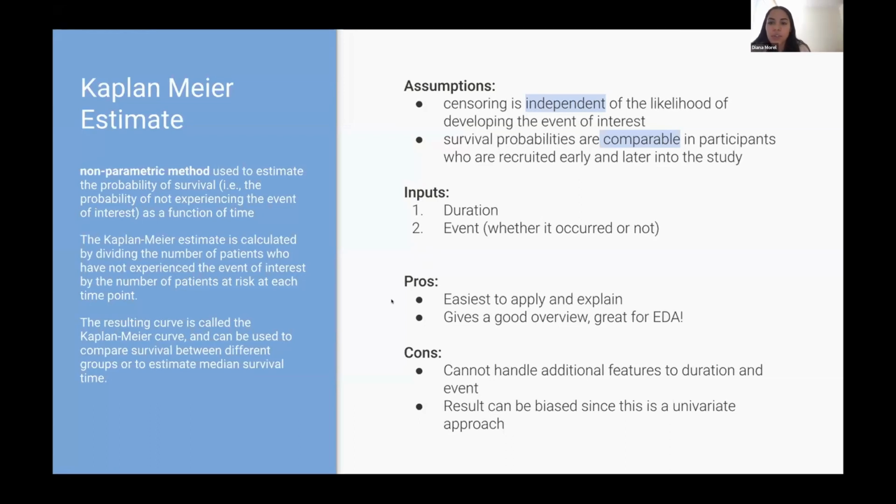It gives a really good overview of your data set, and it's great for just exploring the data. The cons to this are that it can't handle additional features besides these two inputs. So if you wanted to add any predictors or anything like that, that necessarily doesn't work with this. And because of that, the result can be biased because it's a univariate approach.